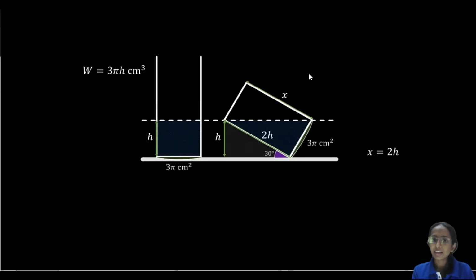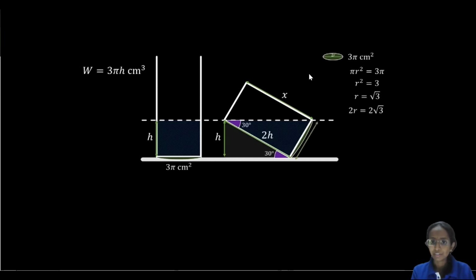Now, the level of the water is parallel to the base, so the alternate angles are also equal. That means this angle is again 30 degrees. Now we take the base, which is 3 pi, assuming a cylinder of diameter 2r having area 3 pi. The area of this circle is pi r square, which equals 3 pi. Cancelling out the pi, we get r square equals 3, or r equals root 3. That means 2r is equal to 2 root 3.